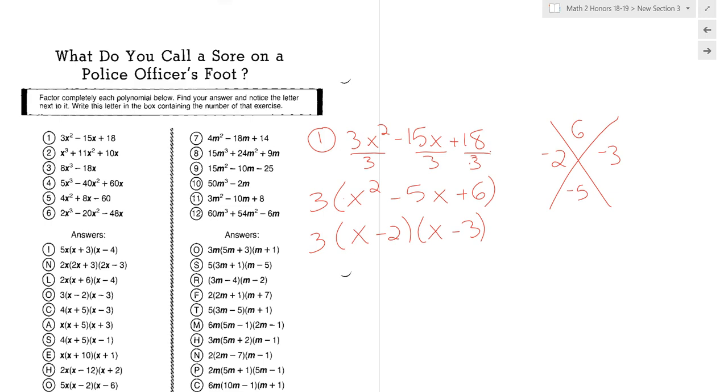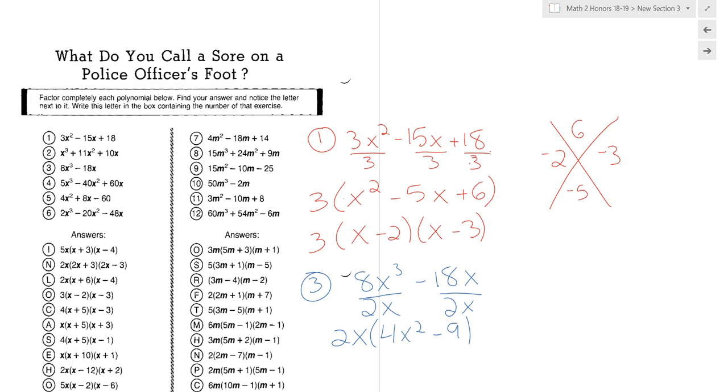Okay, the next one I'm going to look at is number 3. Okay. 8x cubed. Both of these, 8 and 18, have a common factor of 2. That's the largest number that can divide into both of those. And then both of them also have an x. So don't forget that you also can have a variable come out. So 2x goes in front and left with 4x squared minus 9.